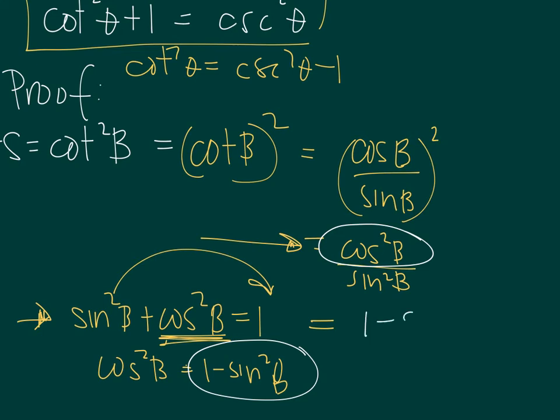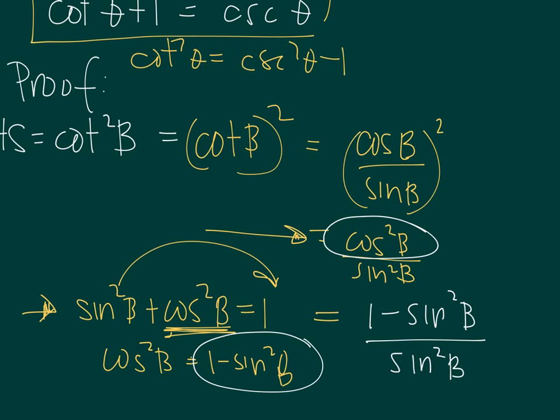So 1 minus sine squared b over sine squared b, because we replace it. Cosine squared is 1 minus sine squared. You just cancel right there? No, not yet. Note your goal. This is your goal. You want to get this.